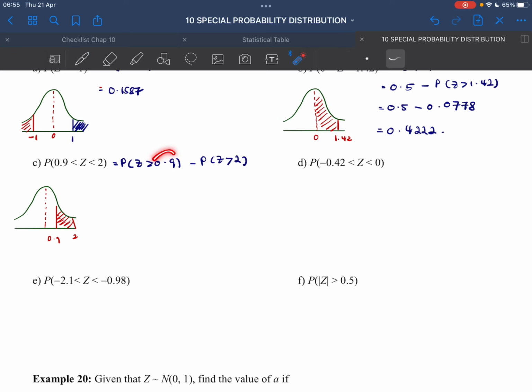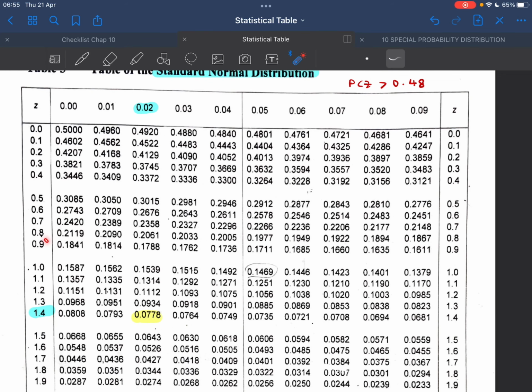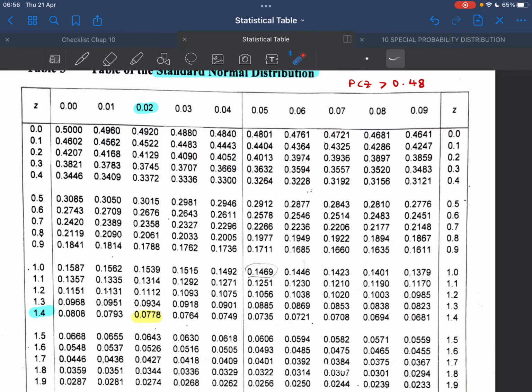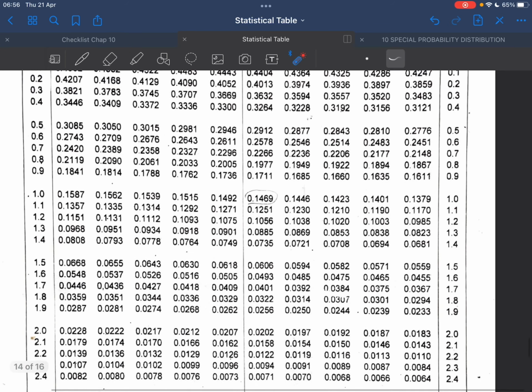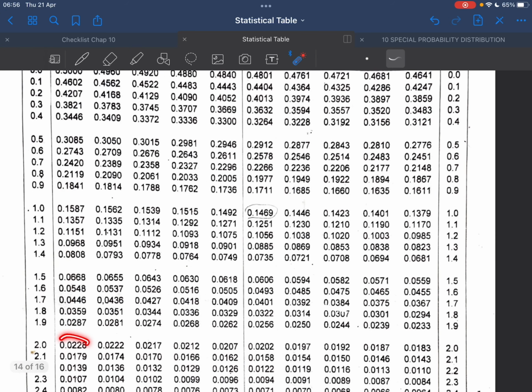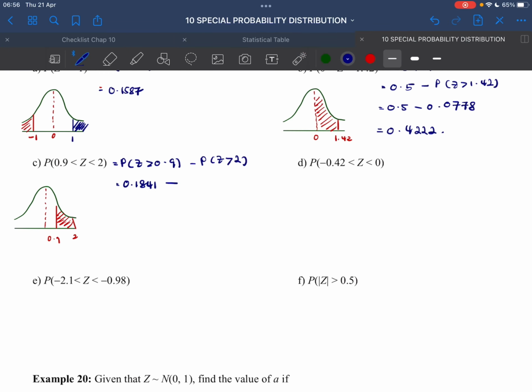Okay, so 0.9 means 0.90. We have the statistical table. So 0.9, 0, that will be 0.1841. So this is equal to 0.1841 minus P(z greater than 2), which is simply 2.00. Find the table here. 2.00 is here, so 2.0, here is your 0. The answer is 0.0228. So 0.1841 minus 0.0228, and we have the answer 0.1613. Okay, so for positive, no problem, very easy.